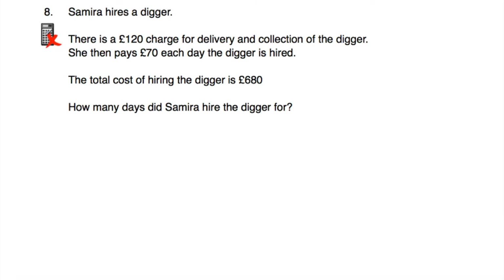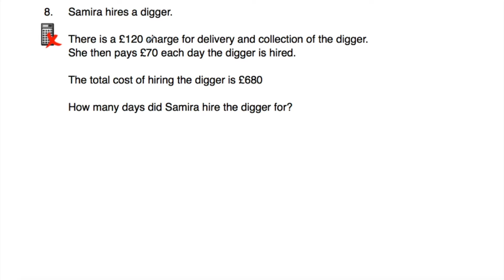Okay, let's look at our next question, question number 8. So question number 8 says, Samira hires a digger and there's a £120 charge for delivery and the collection of the digger. So that £120 charge covers the delivery of the digger to Samira and the collection of the digger from her. And then she pays £70 for each day the digger is hired. And the total cost of hiring the digger is £680. And the question says, how many days did Samira hire the digger for?